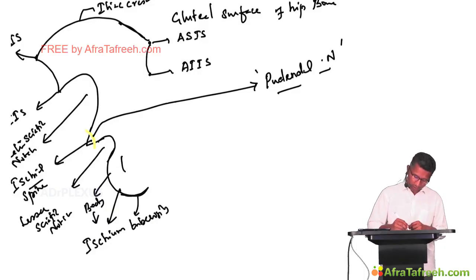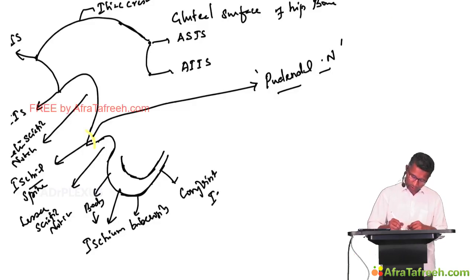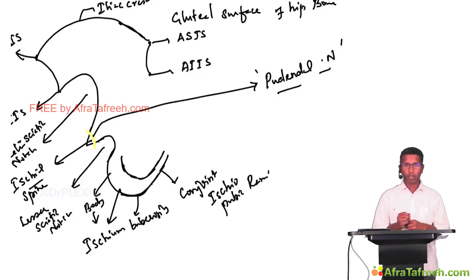Okay, and when you trace the ischium bone, it forms the conjoint ischiopubic rami. This is called the conjoint ischiopubic rami.